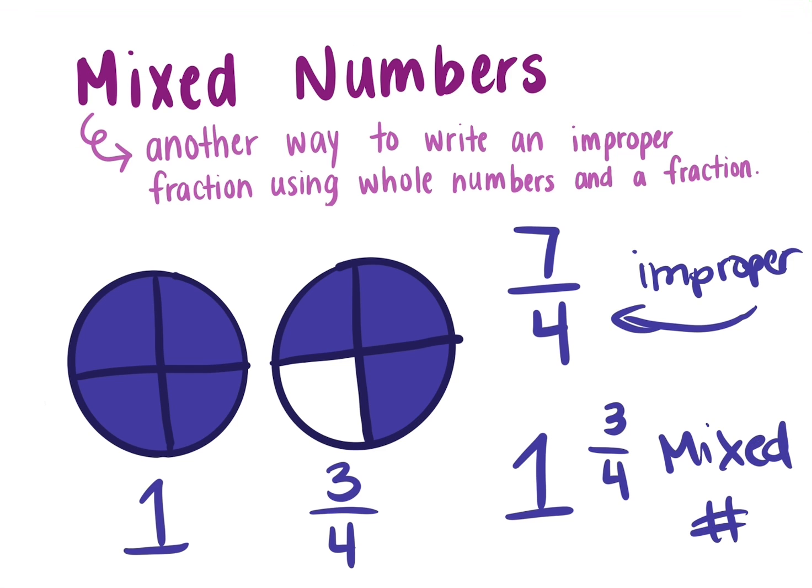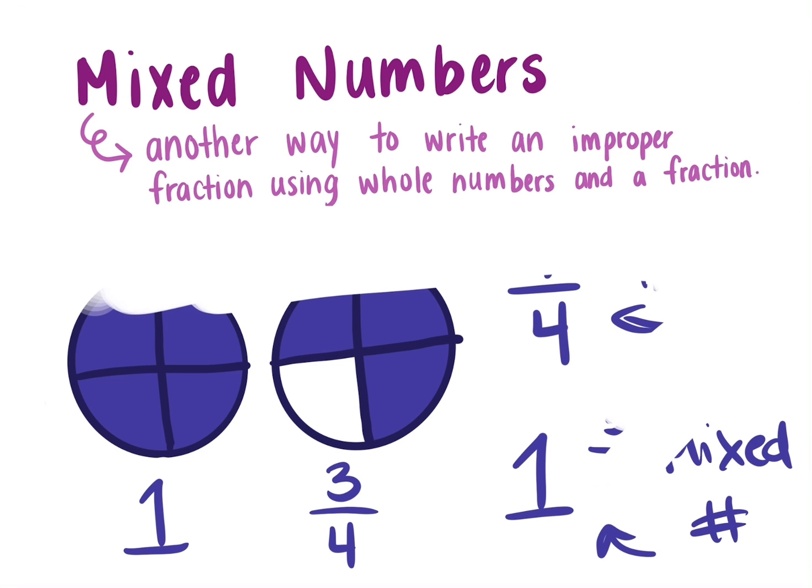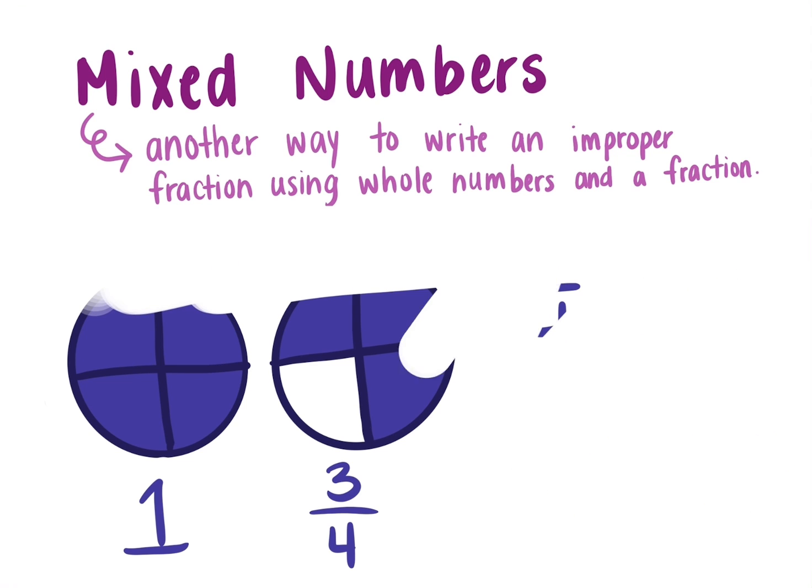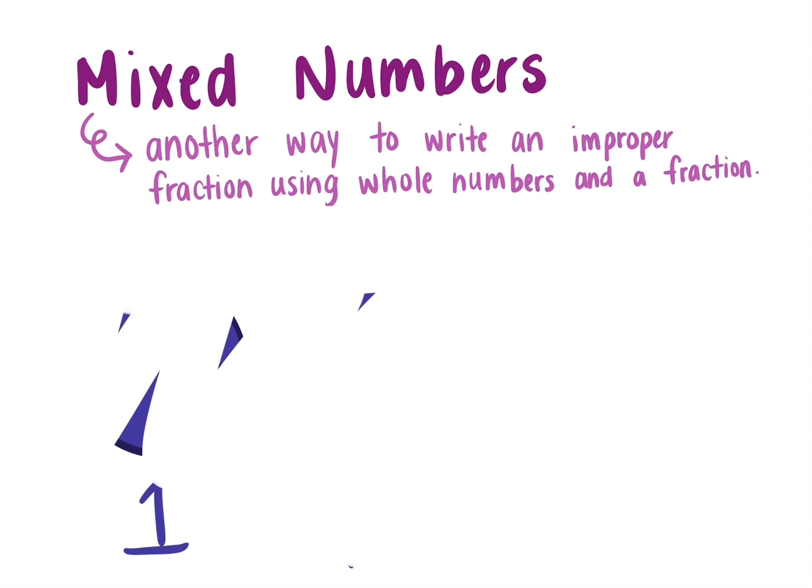It's our mixed number right here, because we have 1 whole, which is right here, also known as 4 fourths, plus 3 fourths. And if you broke that down, it would also give us 7 fourths. So it's basically just another way to write an improper fraction, okay? Let's look at another example to see if we can figure out the mixed number. It's really important to remember as well that the denominator is going to stay the same for all of these.